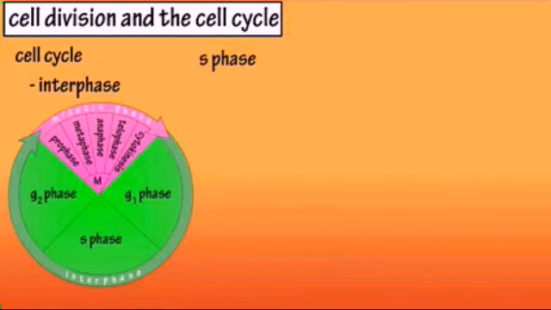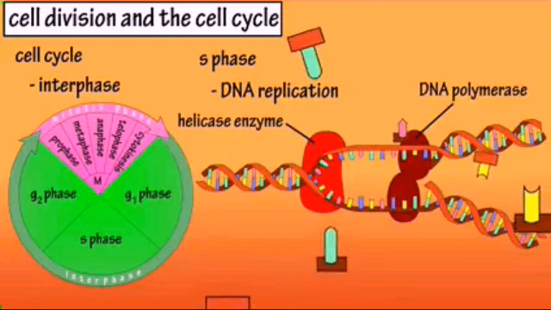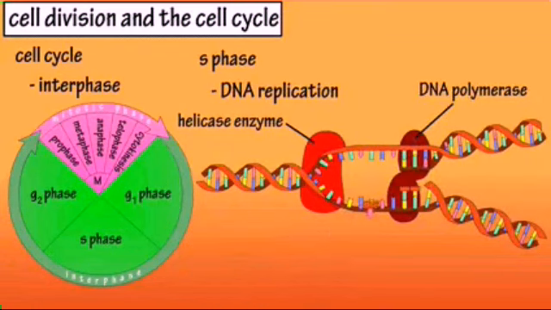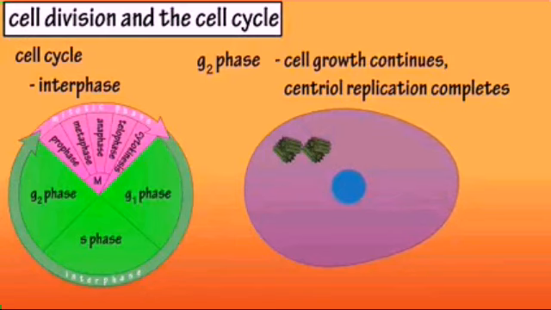During the S phase, DNA replication takes place. The DNA strands are unwound by enzymes. Free deoxyribonucleotides are paired up with the open DNA strands, and the strands are returned to their coiled helix structure. During the G2 phase, the centriole replication is completed, and the cell continues to grow and prepare for division.